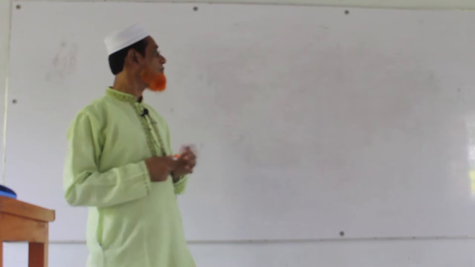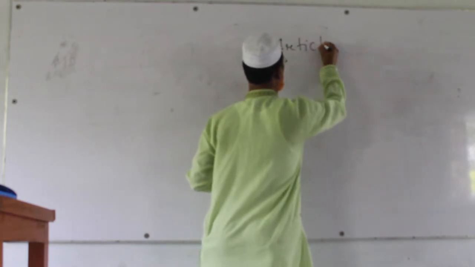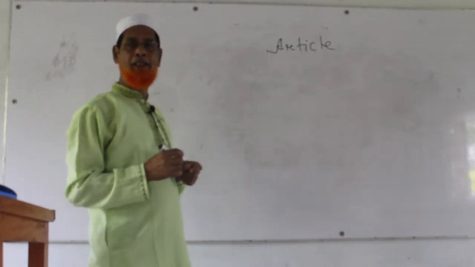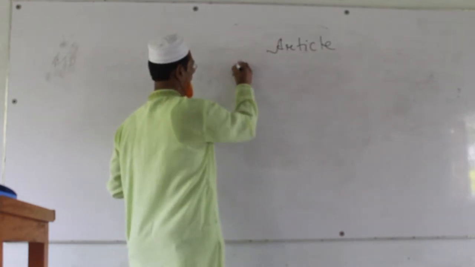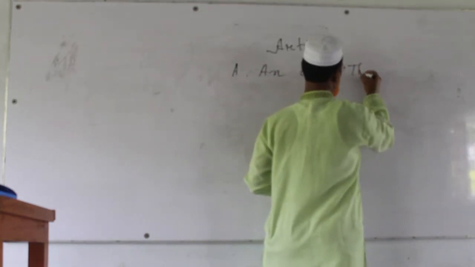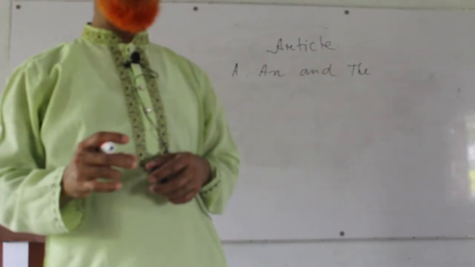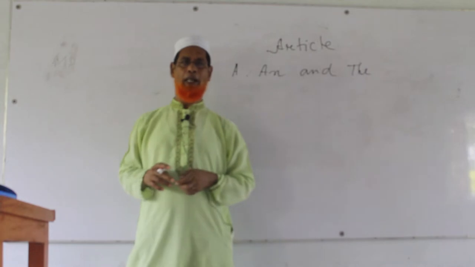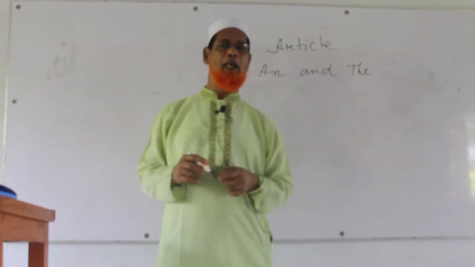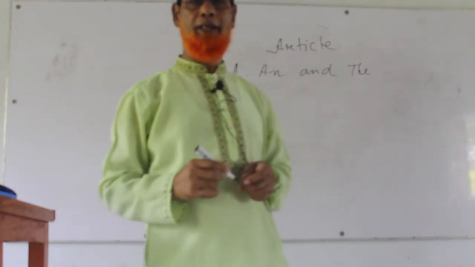Article, you know, A, AN, and THE are articles. Articles are of two kinds. One is indefinite and another is definite. A and AN are indefinite articles, and THE is definite article.